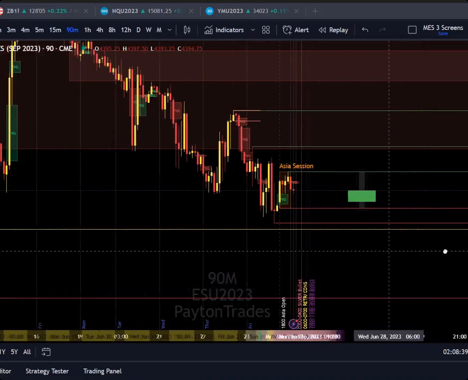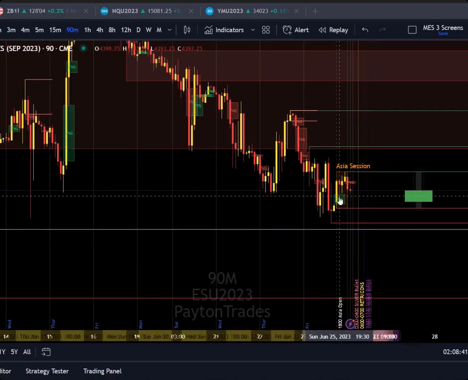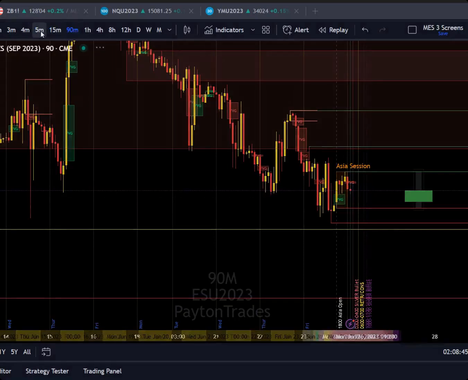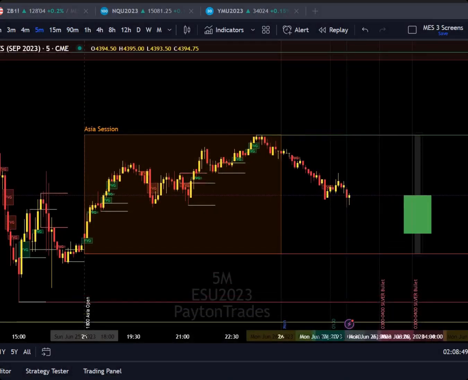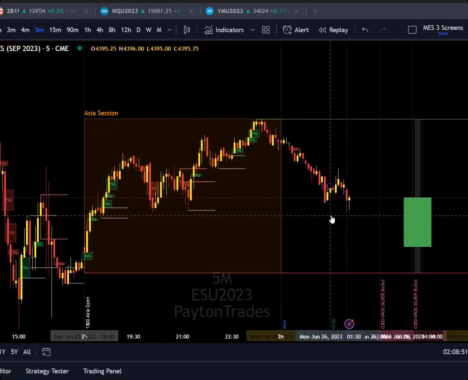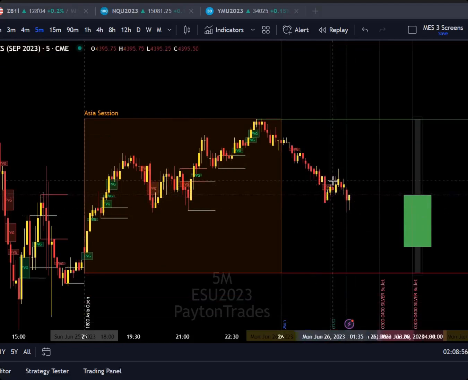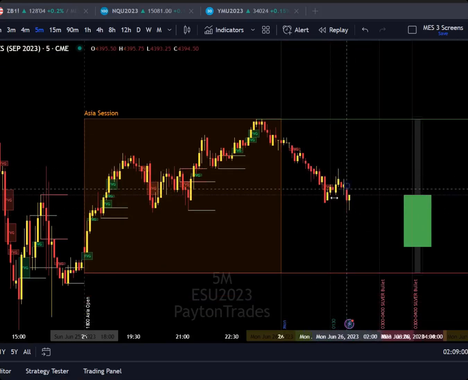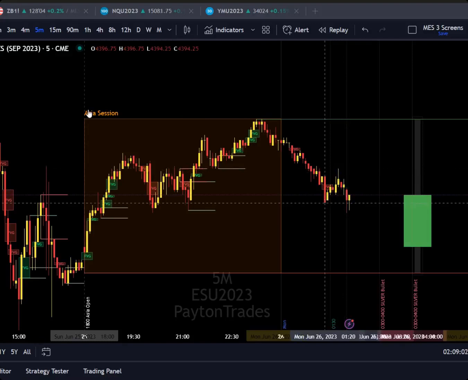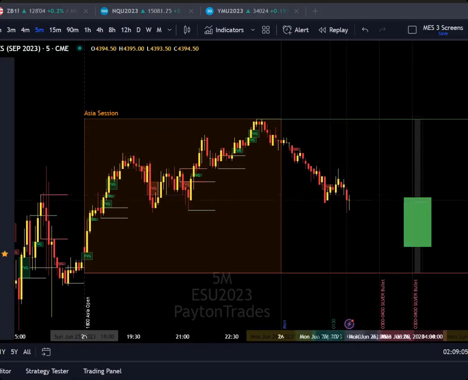So for now, I'm going to watch the 90-minute. What it should do is set a low. It should have set a low at 1:30 or a high. Let's see what it did. It traded into an imbalance. Made a high at 1:45. At 2 o'clock it came down and broke a 1:20 low.